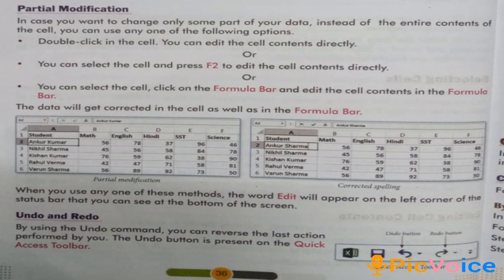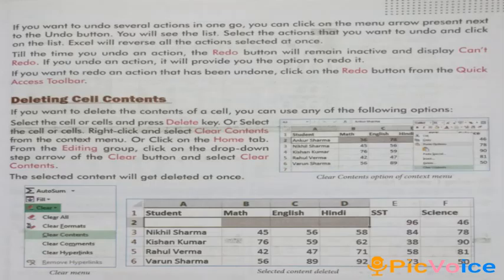Undo and redo. By using the undo command, you can reverse the last action performed by you. The undo button is present on the quick access toolbar. If you want to undo several actions in one go, you can click on the menu arrow present next to the undo button. You will see the list. Select the action that you want to undo and click on the list. Excel will reverse all the actions selected at once. Till the time you undo an action, the redo button will remain inactive and display Cannot Redo.